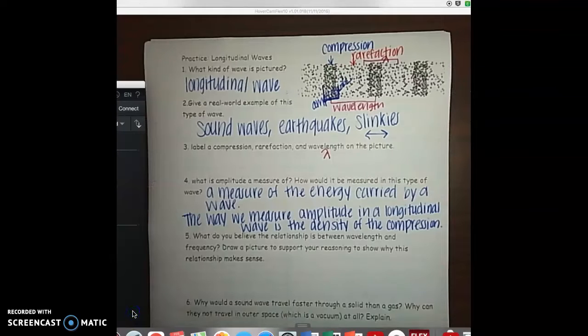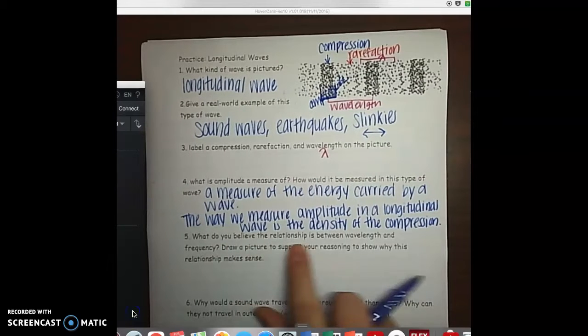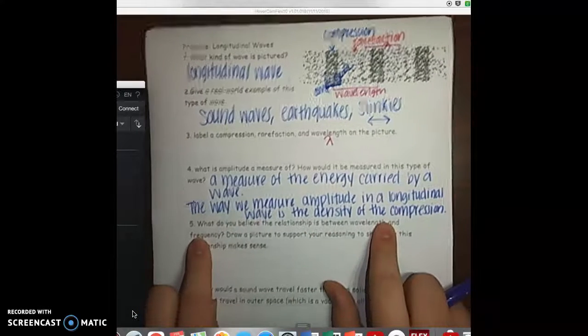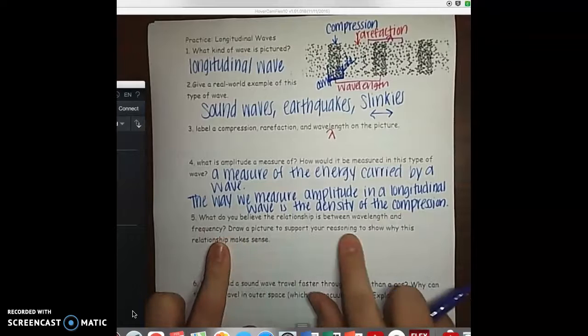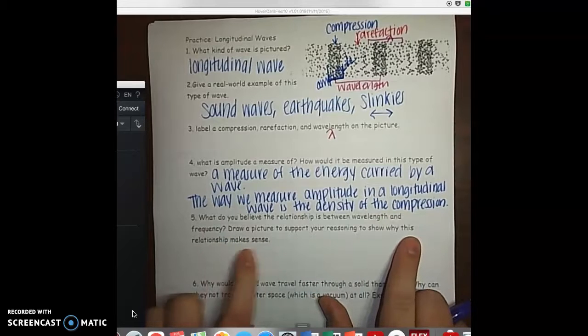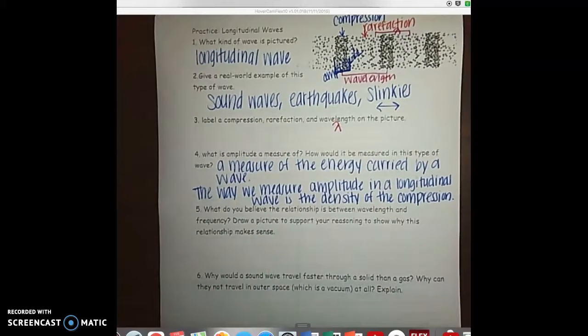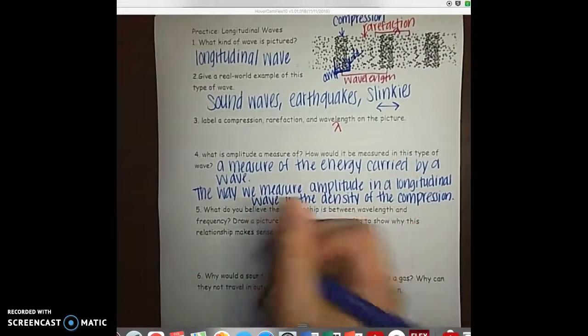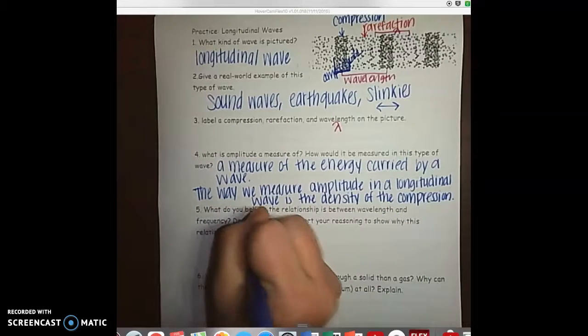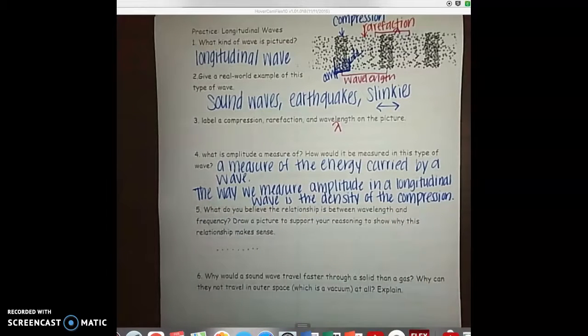Number 5 says, what do you believe the relationship is between wavelength and frequency? Draw a picture to support your reasoning to show why this relationship makes sense. All right, so yesterday we talked about how frequency is related to wavelength. So frequency is the amount of wavelengths in 1 second of time.